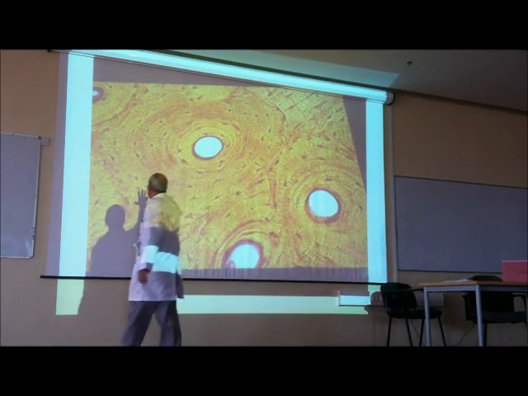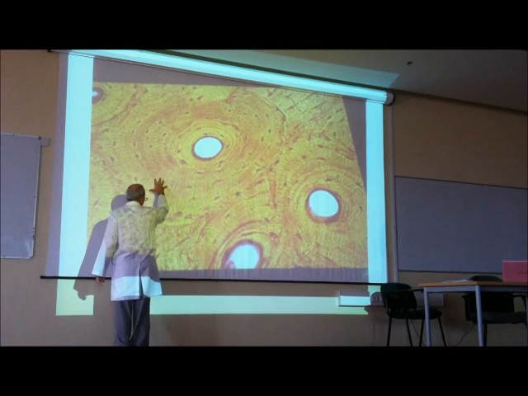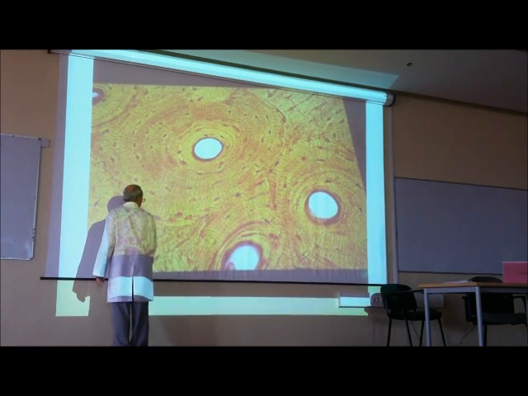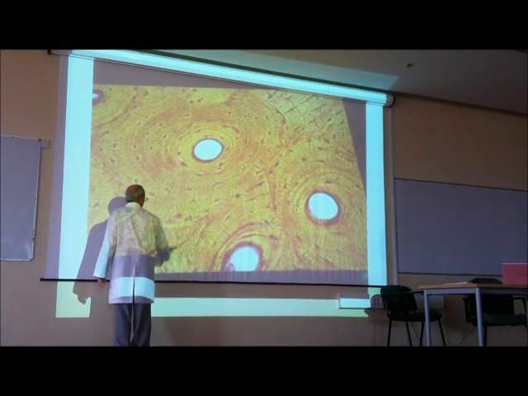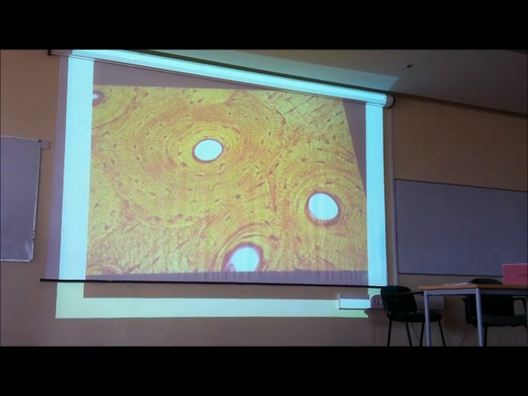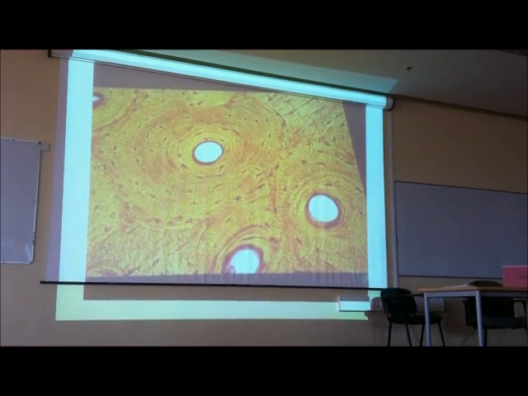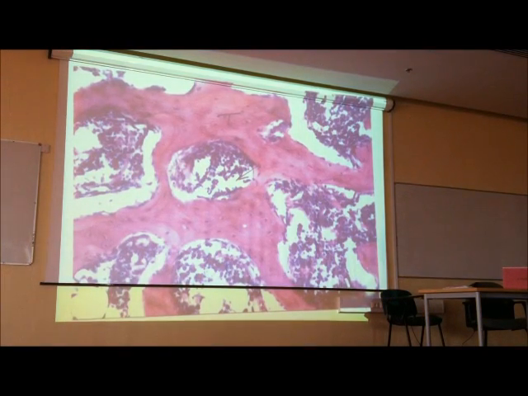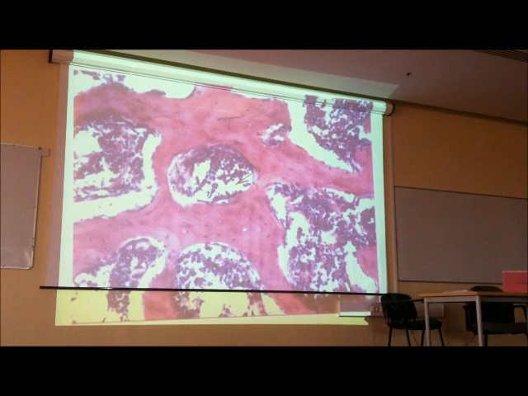What are the types of lamellae here? Concentric lamellae. In between, I may direct an arrow here, interstitial lamellae. It is an easy picture. Too much? What do you think?